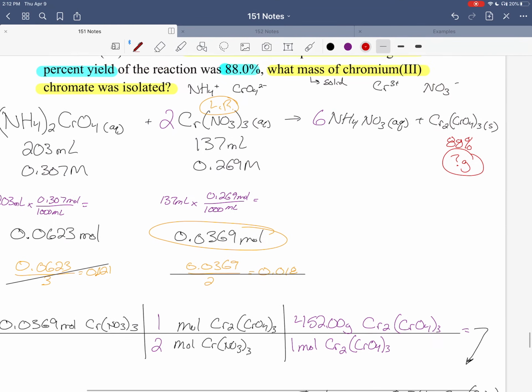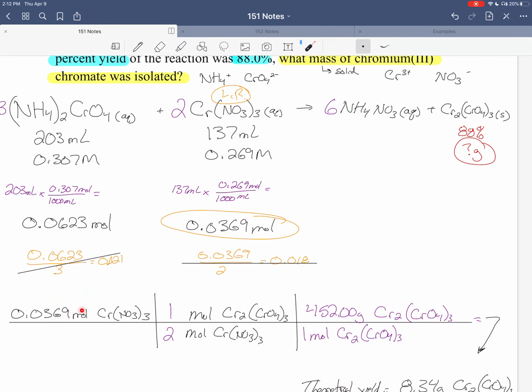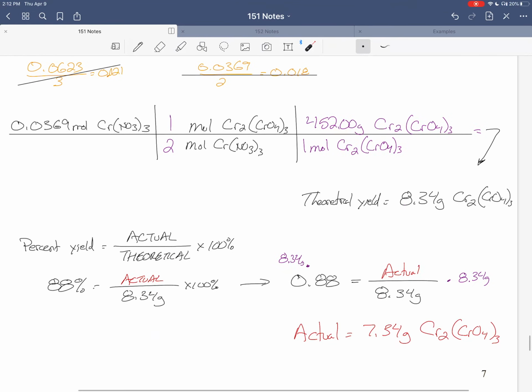Recap. So what do we do? First, we found the ions and wrote the balanced chemical equation. Then we used the molarity and the volumes to get the moles. Then we divided by the coefficient to get the smallest number. We found the limiting reactant. Once we found the limiting reactant, we took moles of limiting reactant to theoretical yield of product. And then we used the percent yield to get the actual yield, because we had the theoretical yield and we had the percent yield. And there we go.